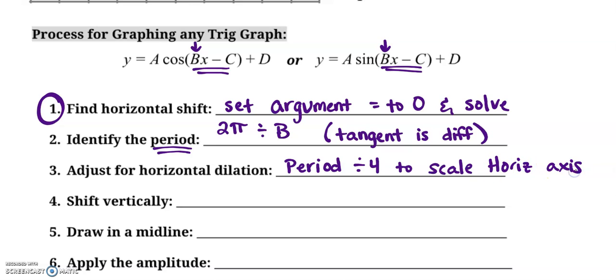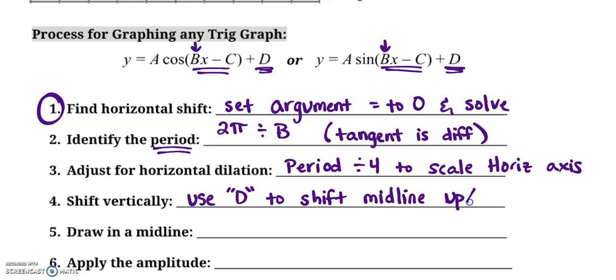And then shifting vertically, use D, the number outside, to shift the midline up or down, and that does exactly what you think it does. If it's positive, it goes up. If it's negative, it goes down. All right, draw the midline.